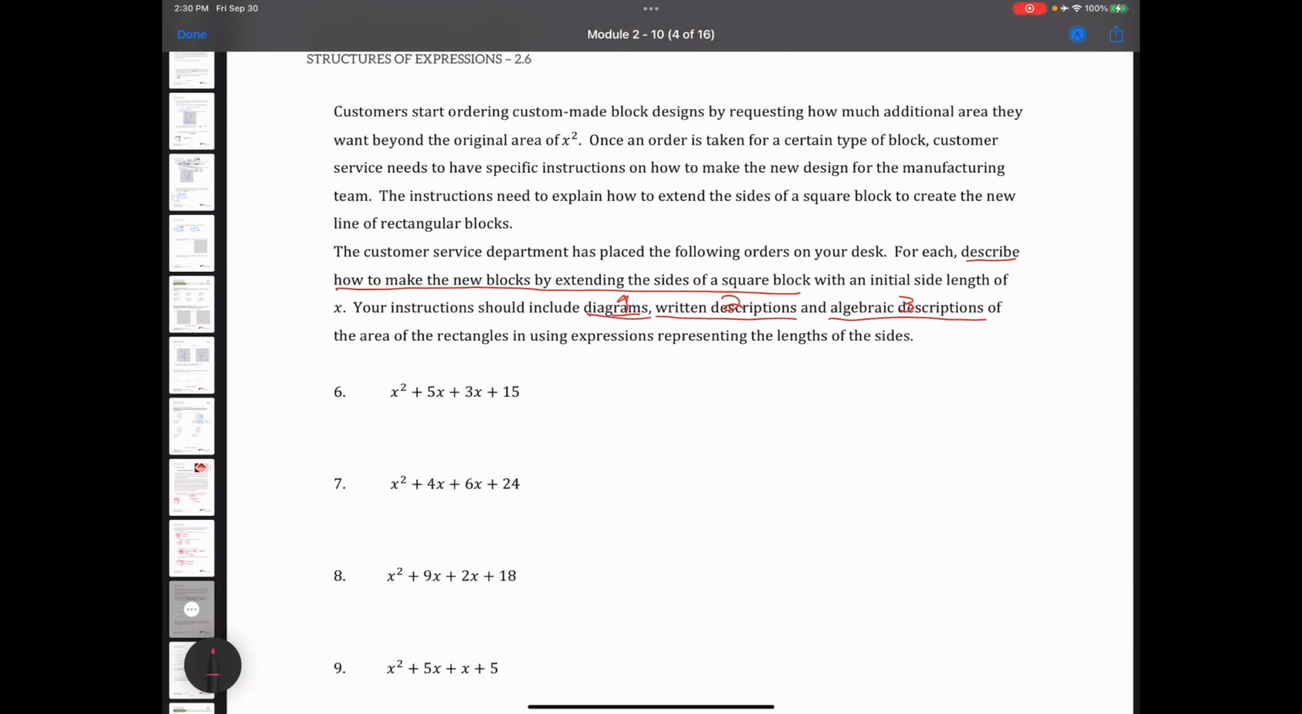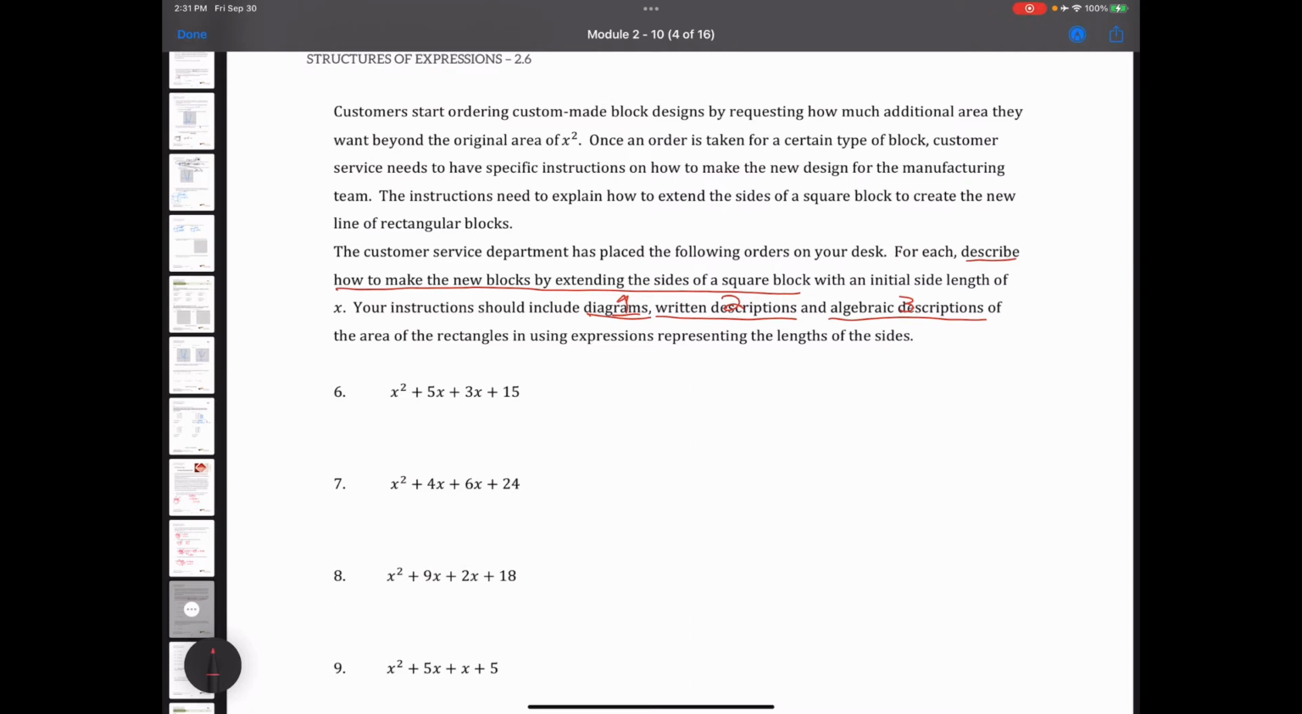Now we've got some different stuff. We're going to go the other direction for these next several problems. It says customers start ordering custom-made block designs by requesting how much additional area they'll want beyond the original area of x squared. Once an order is taken for a certain type of block, customer service needs to have specific instructions on how to make the new design for the manufacturing team.